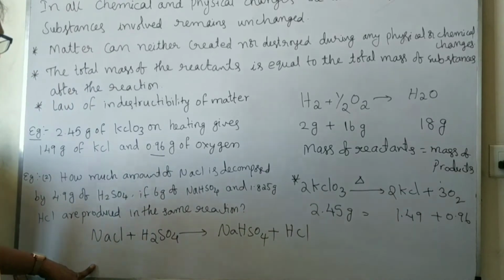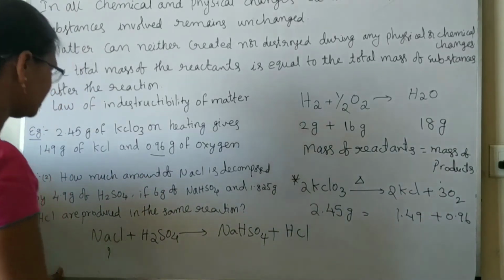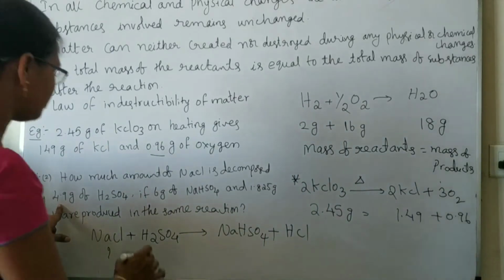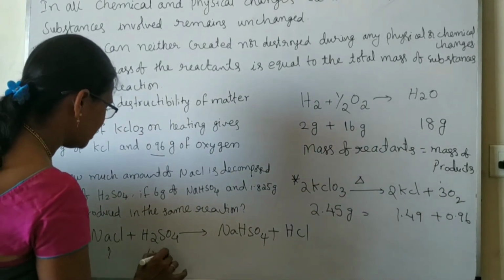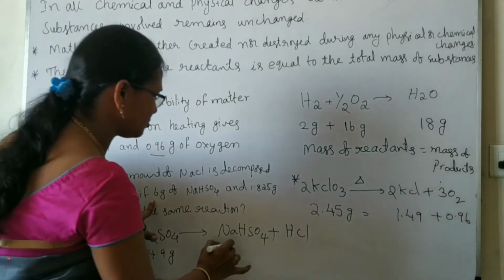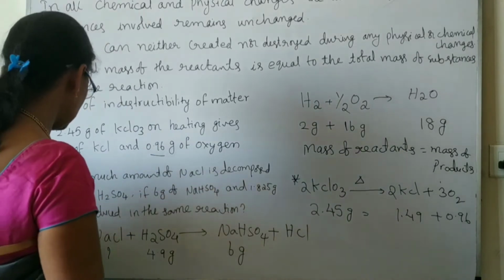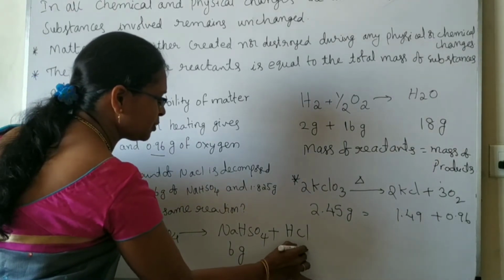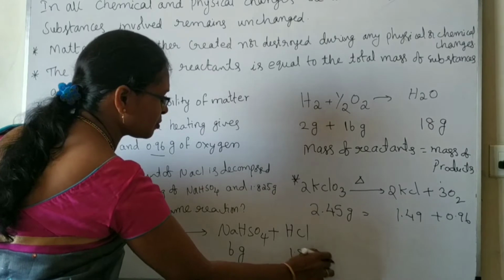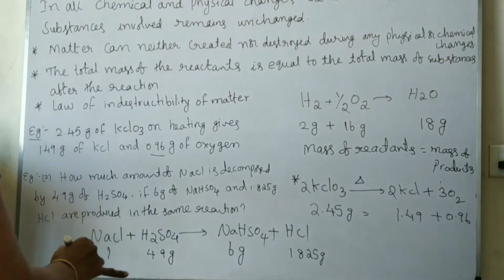So here, the amount of NaCl is what we have to find. And H2SO4, how much have they given in the problem? 4.9 grams. And sodium bisulfate, how many grams did they give? 6 grams. Next, hydrogen chloride, 1.825 grams they gave. Okay, so now you have to find this out. So by using this one, I will erase this.